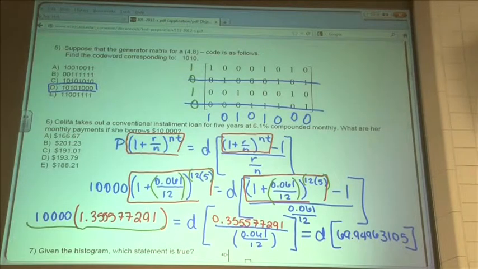Go back to the left side and multiply that times 10,000. So 10,000 times our 1.355577291. And you should get 13555.77291. And then we're going to take that number and we divide it by this guy, 69.94963105.